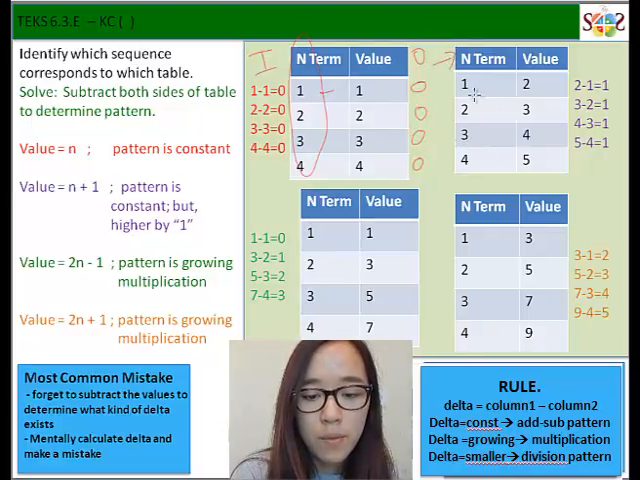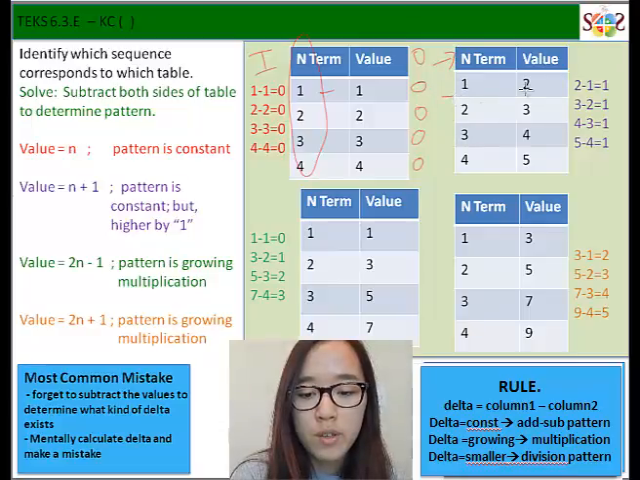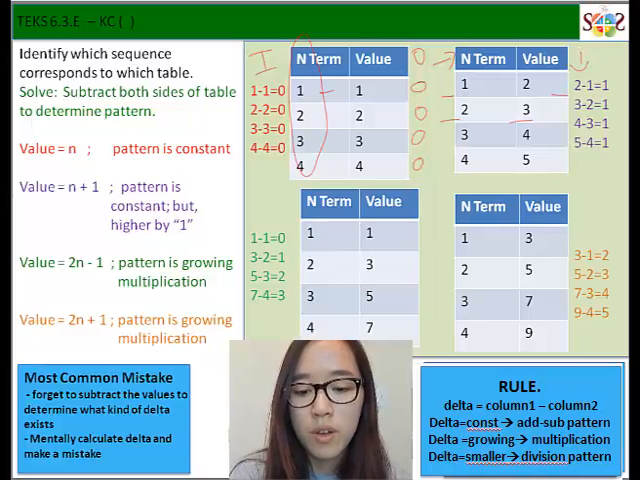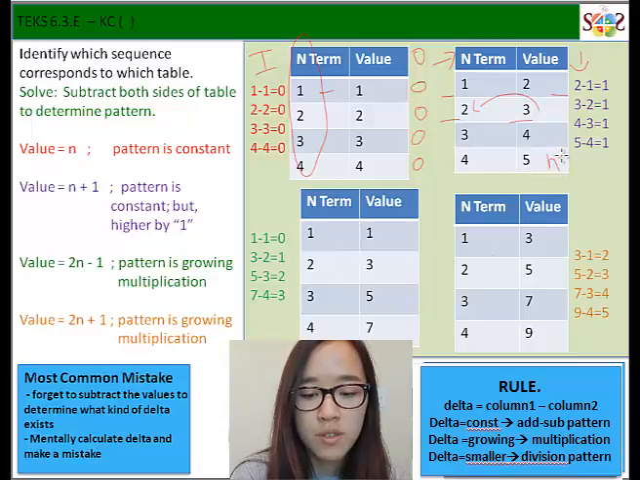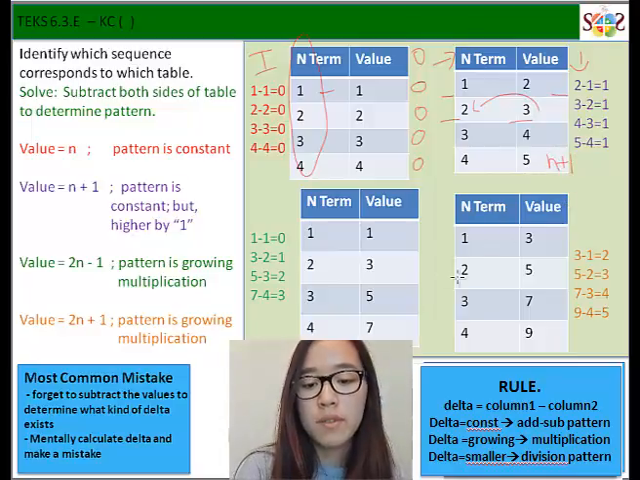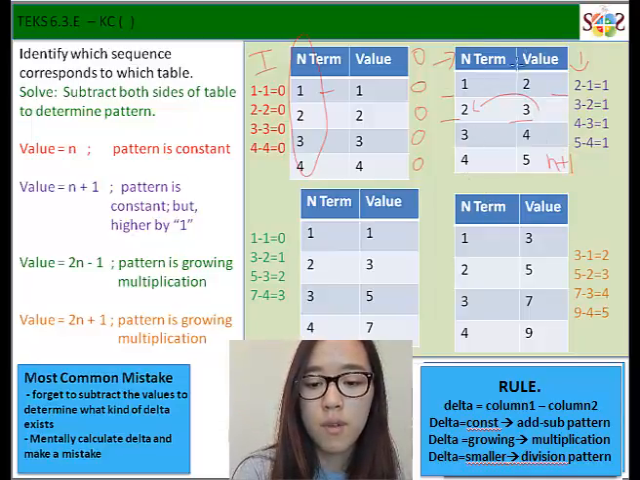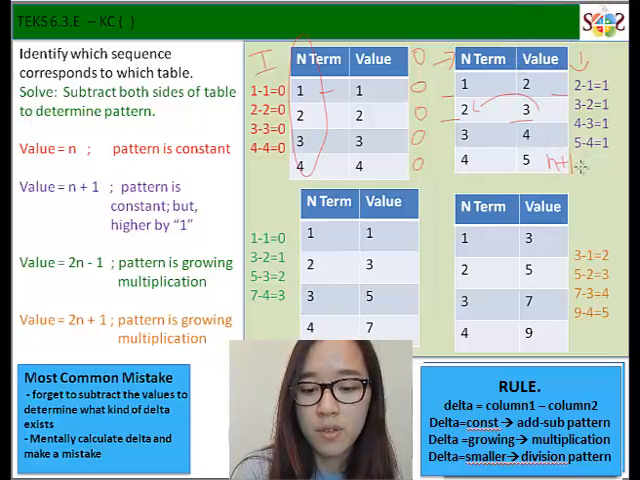We see that if we have 1 in this row, then 2 is our output. If we have 2 in this row, then we have a result of 3. So if we subtract 2 minus 1, we get 1. 3 minus 2, we get 1. And 4 minus 3 equals 1. And then 5 minus 4 equals 1. So we see that our equation for this table is n plus 1. So if we have, let's say, a term for n, maybe 6, then the value, which comes on the other side, is going to equal 7.